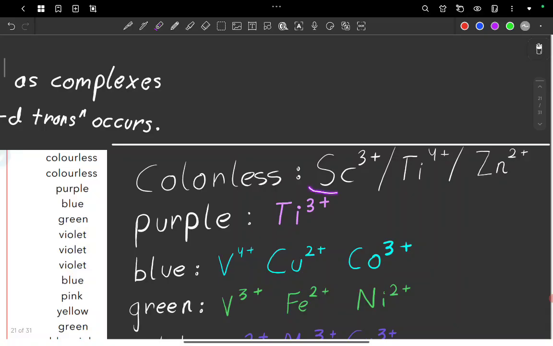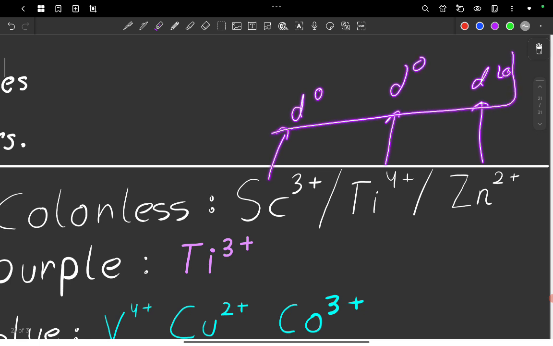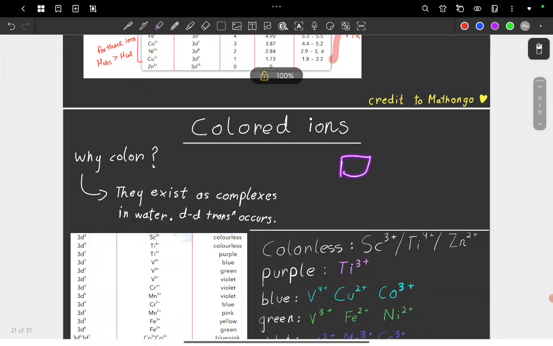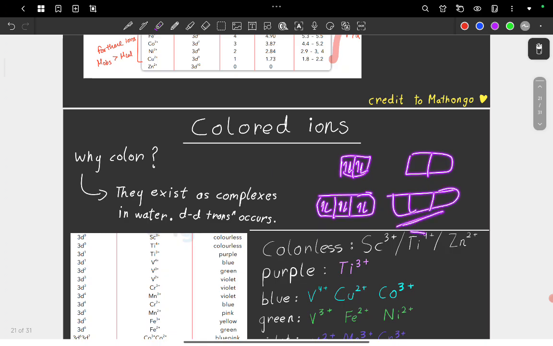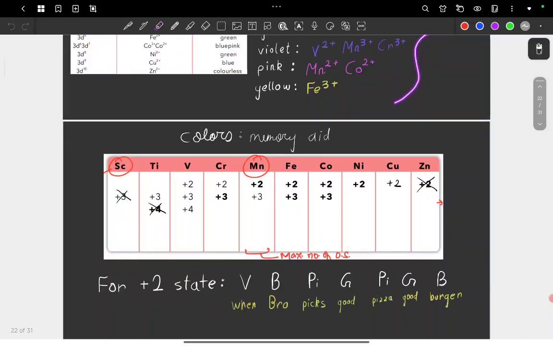Keep in mind one thing, that Sc3+, Ti4+ and Zn2+ are colorless. Why is that? Because this has a d0 configuration, this has a d10 configuration, and this has a d0 configuration. So there are no unpaired electrons which cause the color, because if you want a d-d transition to take place in the first place, there must be free space here, which is not present in the d10 configuration, and in d0 configuration there are no electrons to jump. So these are of course colorless, but for the others we are going to learn a basic trick.